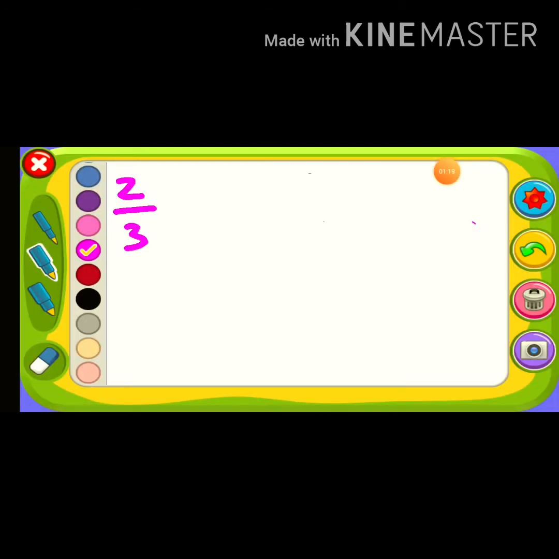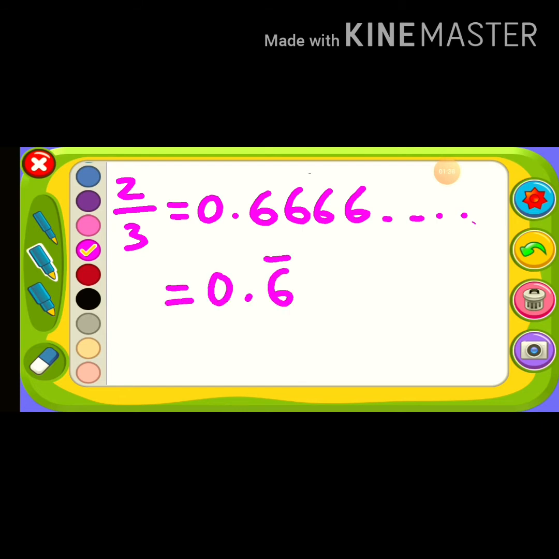So 2 by 3 is equal to 0.6666 and so on, which means 0.6 bar. So it is its decimal form.